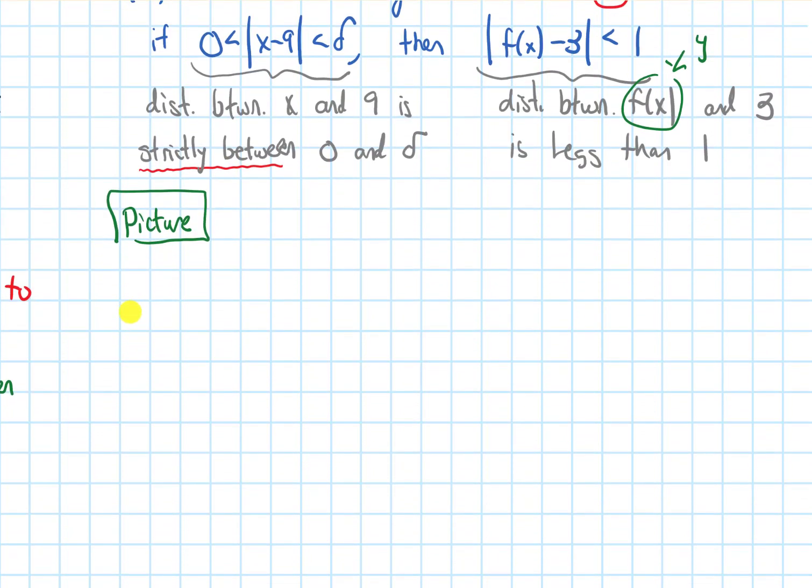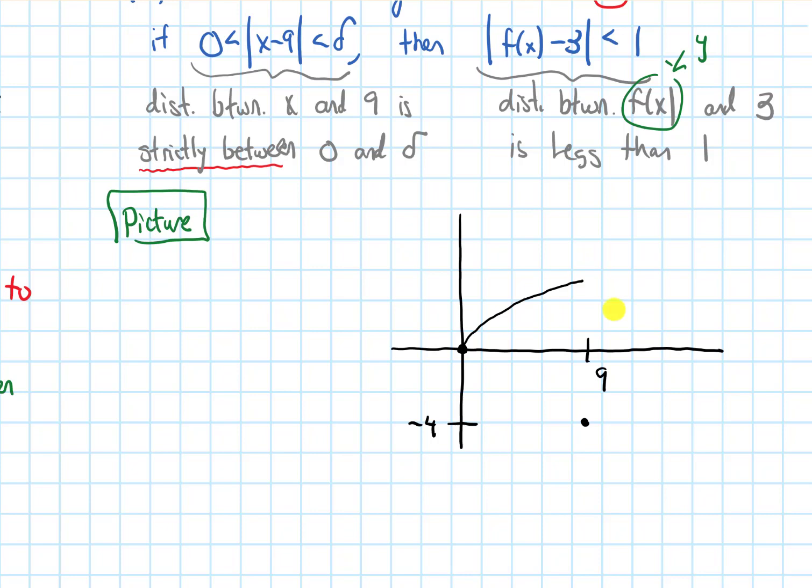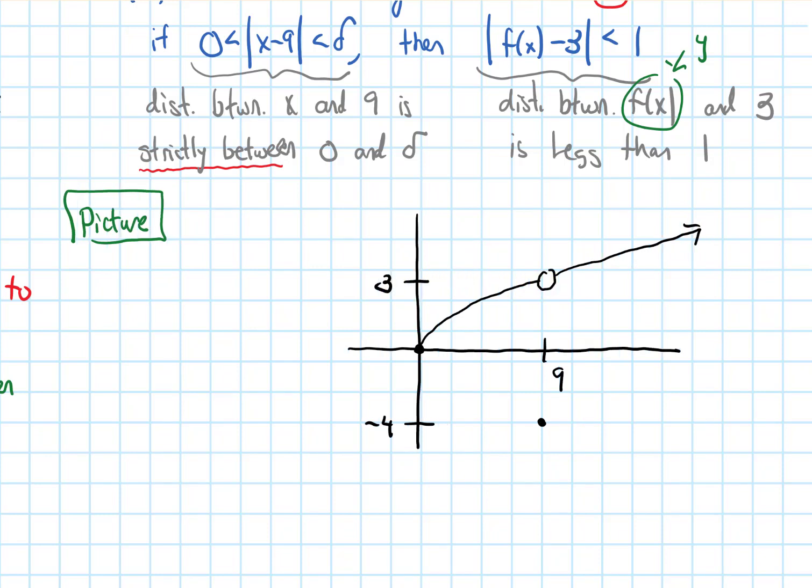We've already drawn a picture of our function, so I'm just going to draw that graph one more time. I'll draw some axes. And when x equals 9, the actual point was down here at (9, -4). Everywhere else it looked like that square root function graph, and it skipped the value of 9, so we had a hole. Then it continues onwards like this. And the y value of the hole was 3.